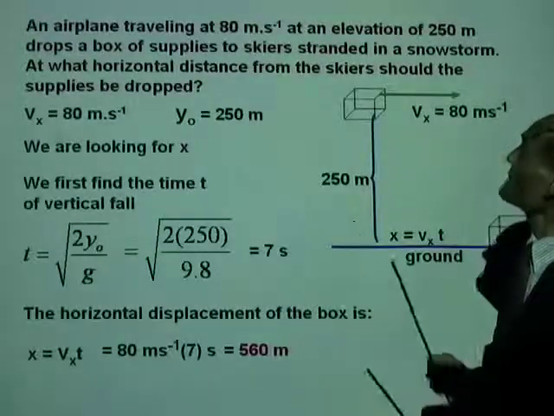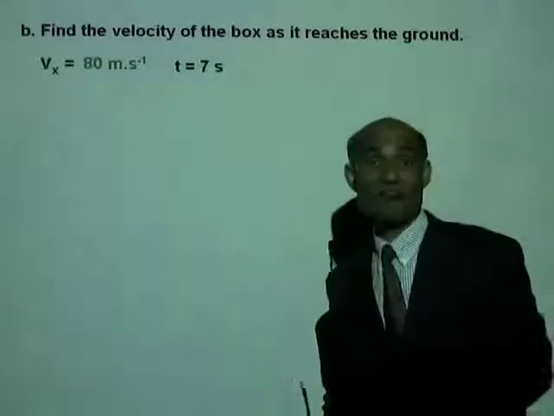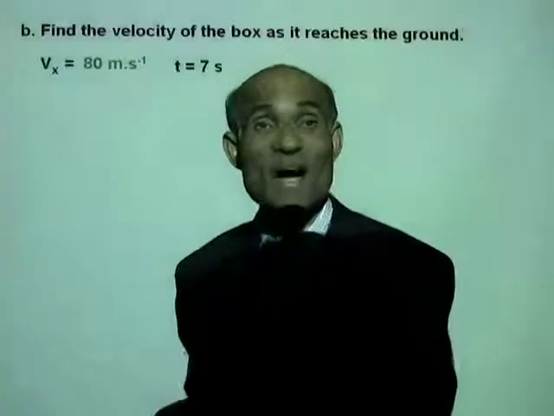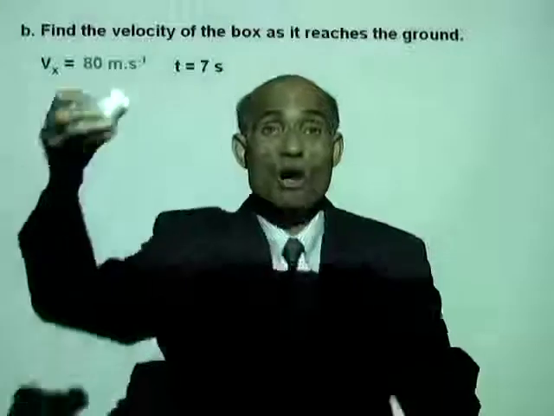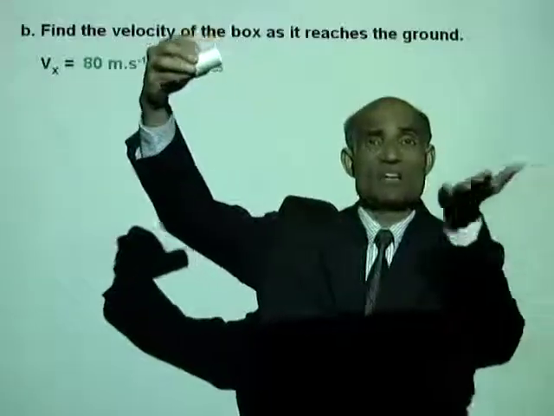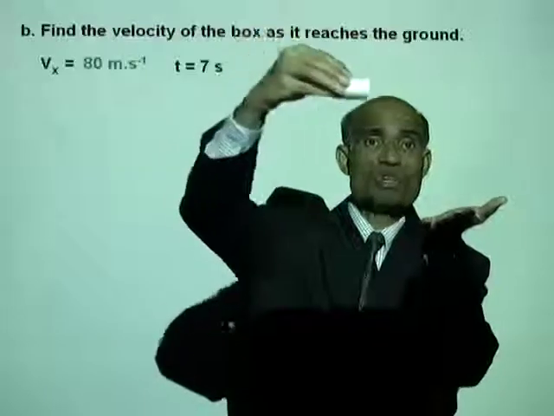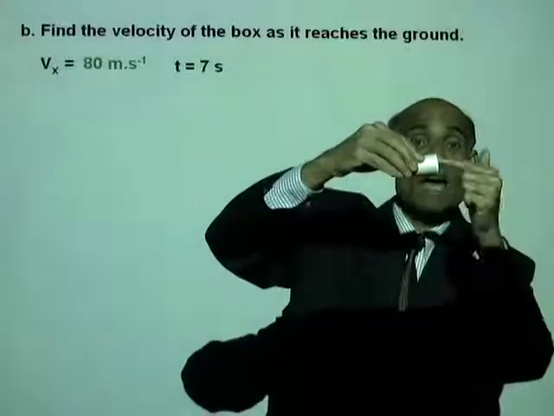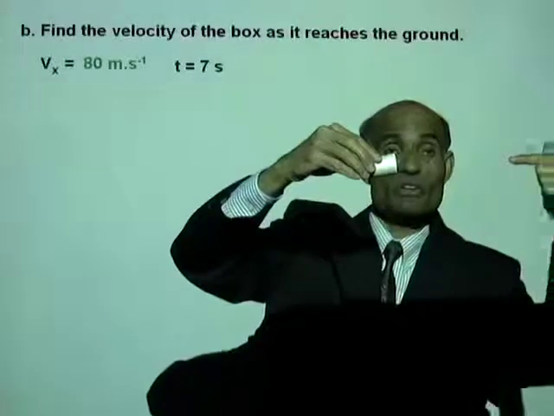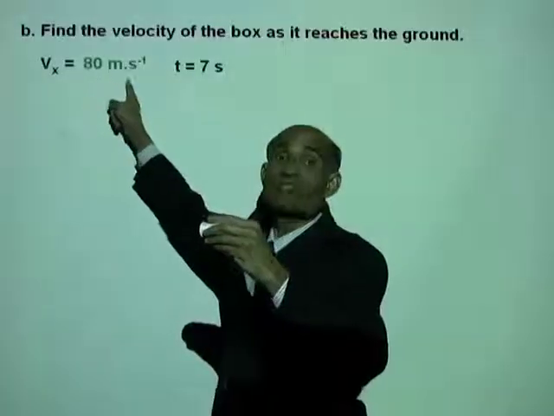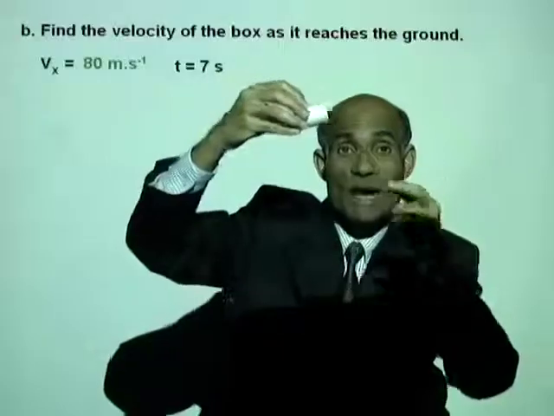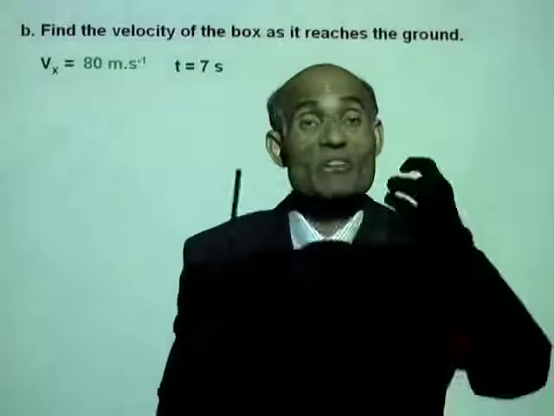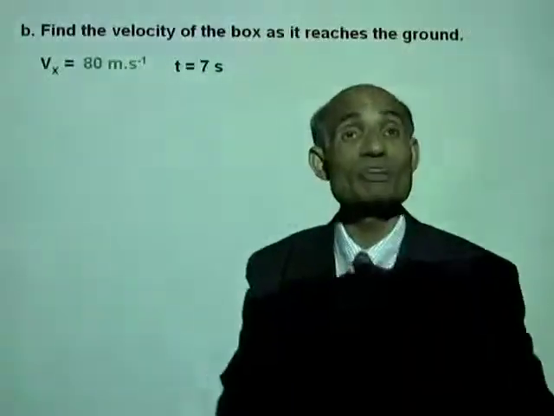Okay, let's look at another problem. Well, there is another part for it. Find the velocity of the box as it reaches the ground. Well, you see, when the box reaches the ground, suppose my hand, this hand is the ground. The box comes and hits the ground. Look at that. When the box hits the ground, it has a horizontal velocity. What is the horizontal velocity? 80 meters per second. And in falling through a height, it has also acquired a vertical velocity. That means it has a horizontal velocity and a vertical velocity.